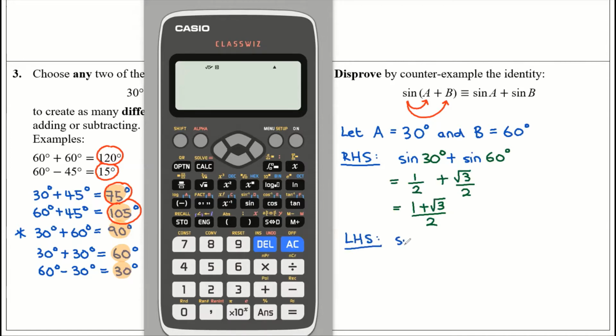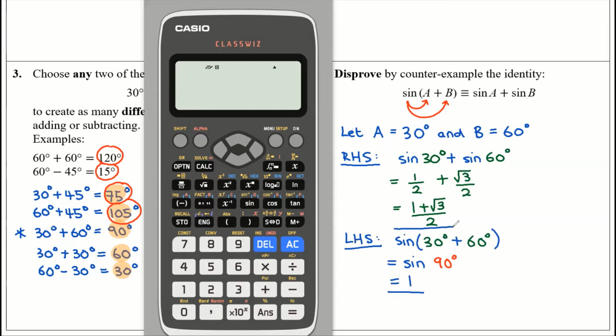So this time we're going to add the two angles. I'm going to sub them in and then take the sine of them. So that's going to be 30 degrees added to 60 degrees inside the bracket, like so. And this is equal to, of course, the sine of 90. And you'll probably know the sine of 90 is not 1 plus root 3 over 2. It's simply 1.